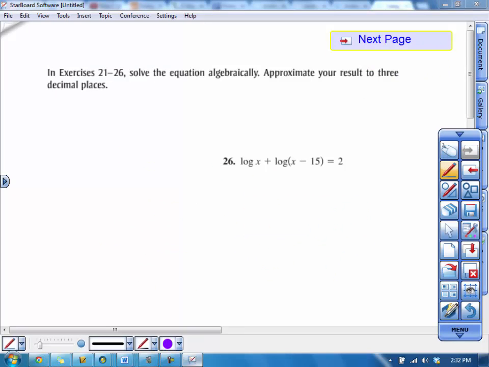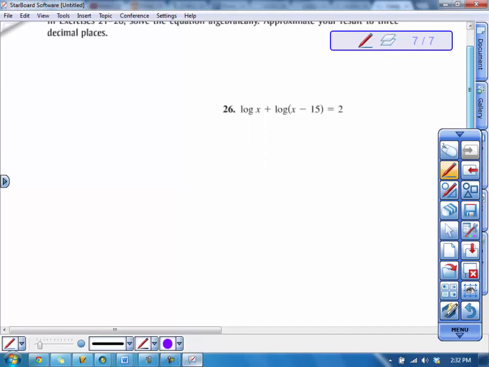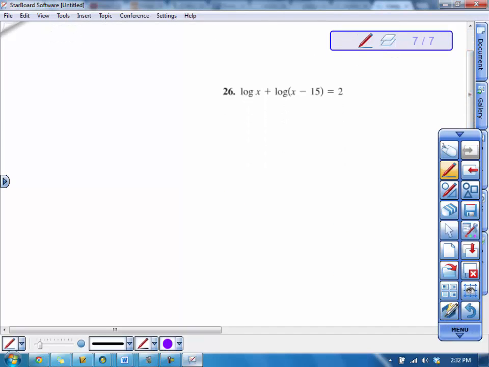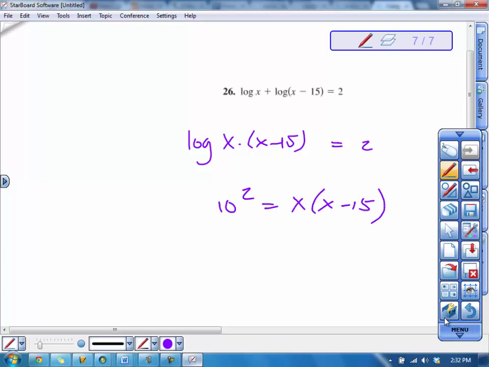Okay, let's try one more. In which case we're going to use those same properties but go the other way around, and then this time solve an equation. So we're going to go that way around with a sum of two logs and make it a product. Log of x times x minus 15. And then that's equal to 2. From there, we'll change it to exponential form. Base 10 is the common log. 10 to the 2 equals x times quantity x minus 15.